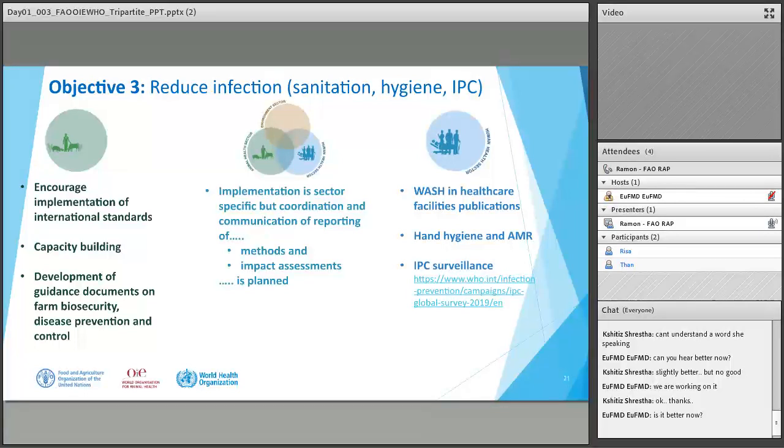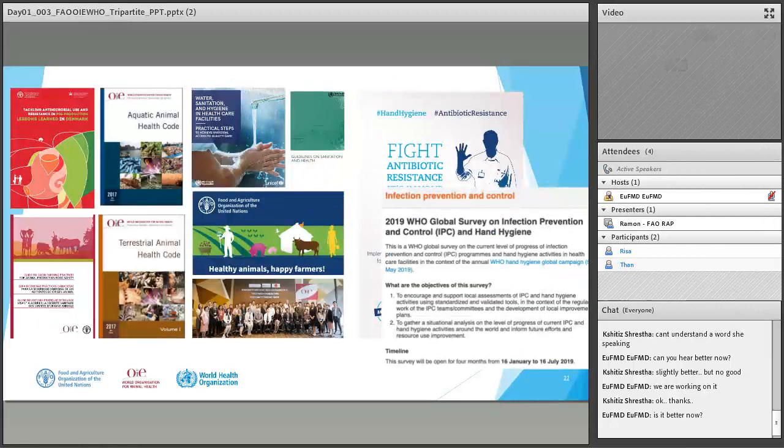Really, it's trying to look at how we apply many of these standards on the agricultural side. So, Takiri has just been talking a lot about the standards, so it's to encourage implementation of those standards, to build the capacity to implement, and to develop guidance on farm biosecurity and disease prevention and control. So this is traditionally something that has been very much isolated between these two sectors. But a lot of work now is being done through the tripartite to try and look at what agriculture can learn from the human WASH side and to look at some of the impacts of this work.